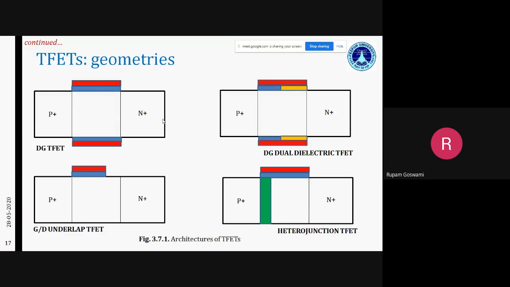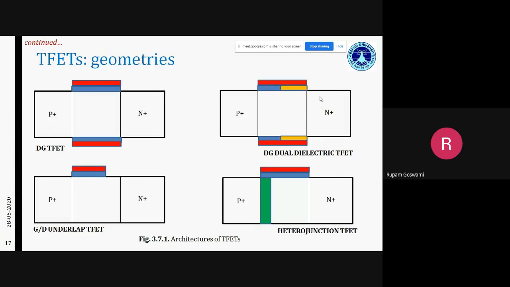On the right hand side, next to the double gate TFET, you see the double gate dual dielectric TFET. In this case, the objective is, you see there are two colors for the gate oxide here, blue and yellow. So we try to give a higher dielectric constant towards the tunnel junction and try to suppress the tunneling in the channel drain junction. We will understand why we try to suppress the tunneling in the channel drain junction in one of the upcoming slides. Also, you have the gate drain underlap TFET here.